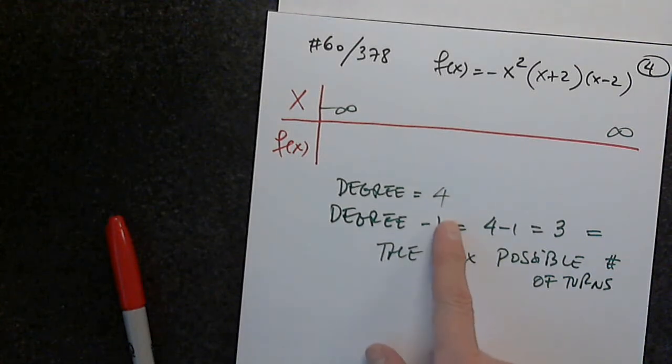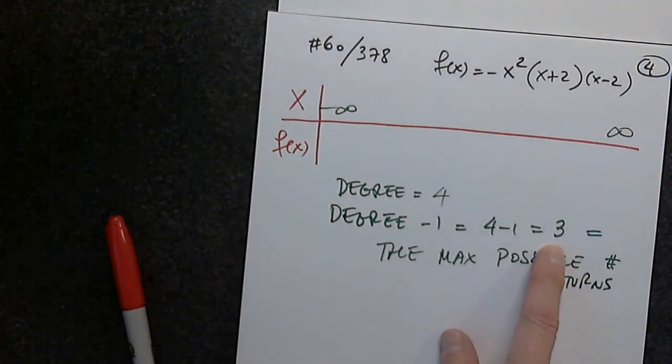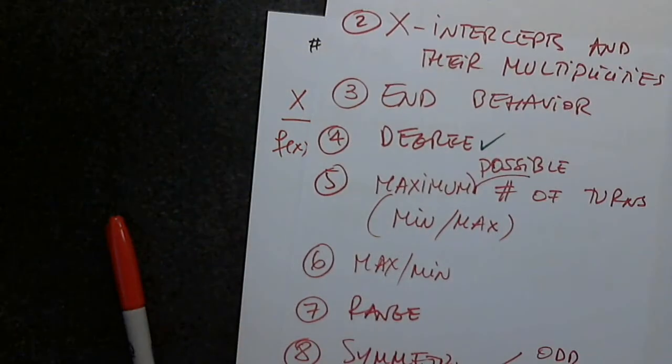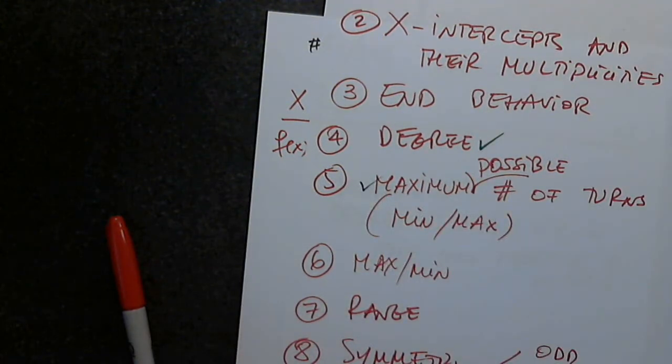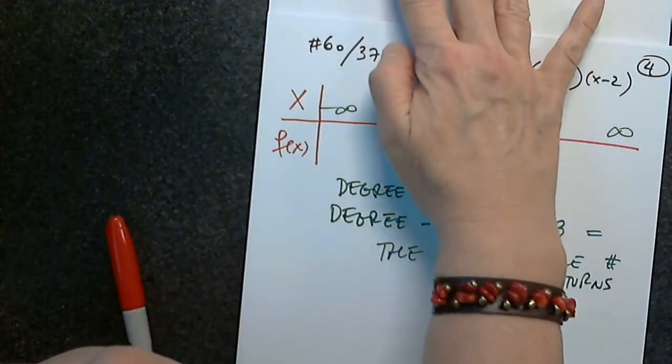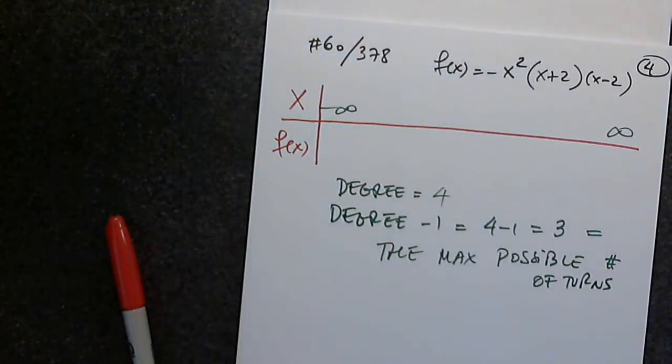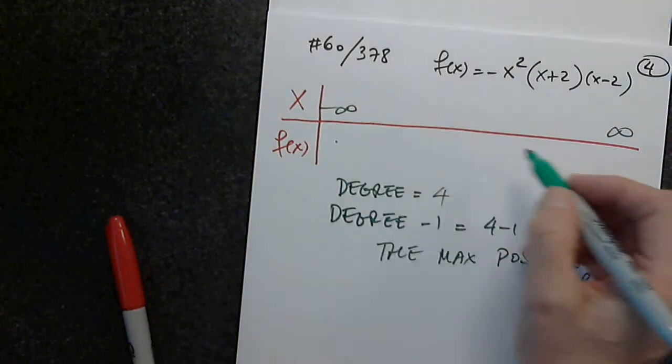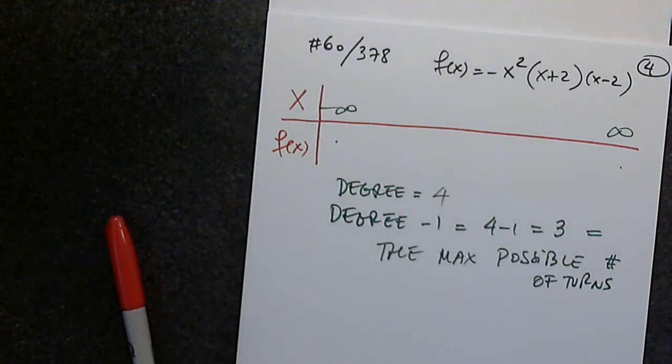So the degree is 4. This function cannot turn, cannot have max min, more than 3 total. Does it have to have 3? No. But at least 1 it has to. Good. So that's the maximum possible number of turns, always a degree minus 1. Let's talk about the end behavior. What is the end behavior of this function? Meaning, what do I write here and here? That's the meaning of the end behavior. What?